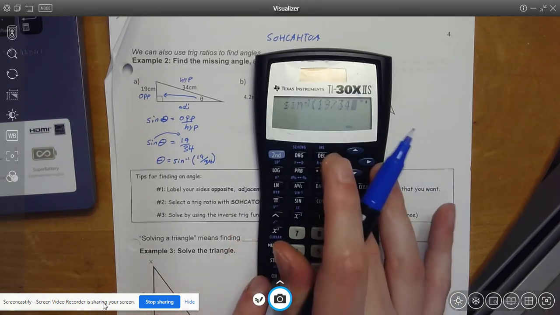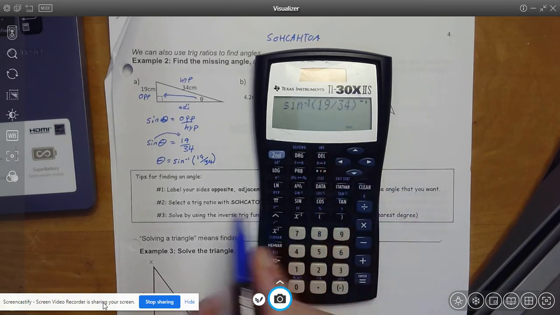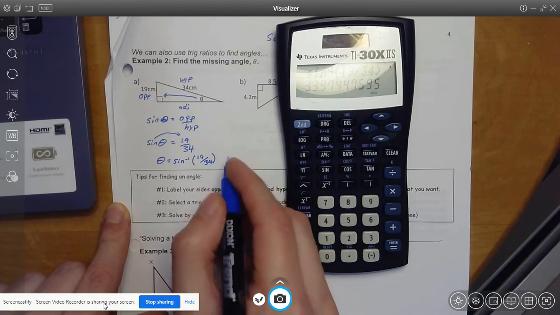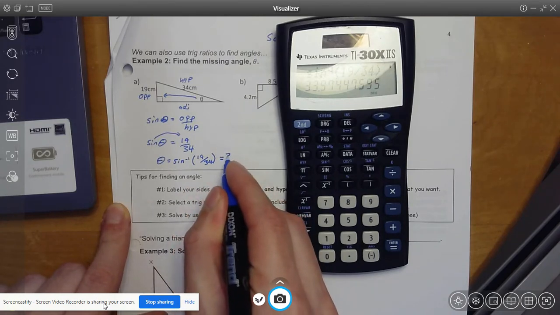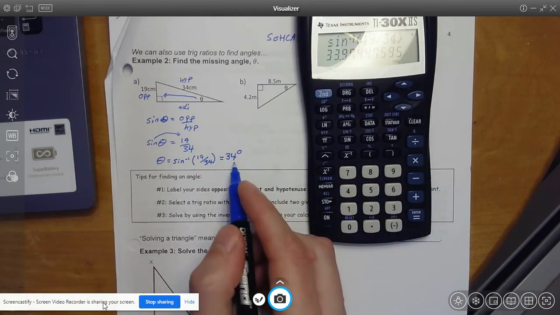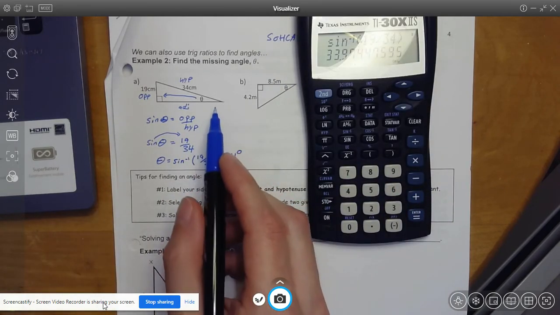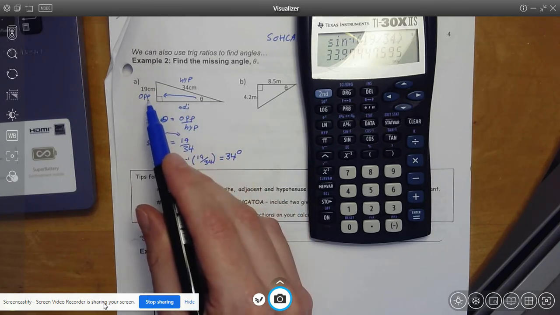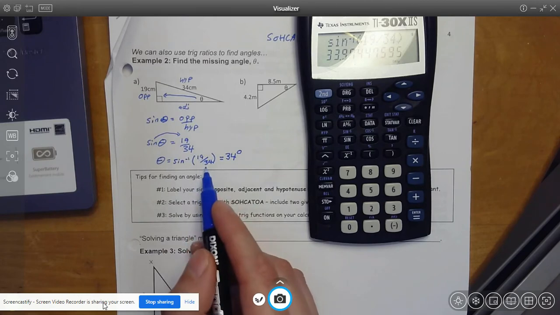So again, the advantage of these calculators is I can write in exactly what I've written on my page. And that's going to be 33.9. Well, what are my units? Well, that's degrees. We're going to round to the nearest degree. So that angle must be 34 degrees. So in any right triangle, if I'm looking from the perspective of a 34-degree angle, the ratio of opposite to hypotenuse is going to be 19 over 34.